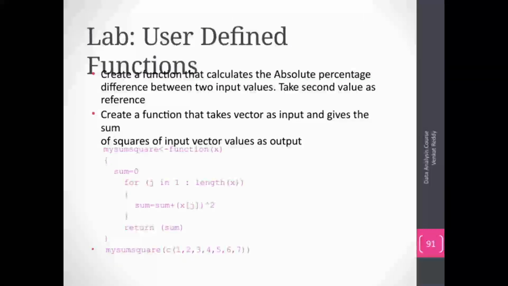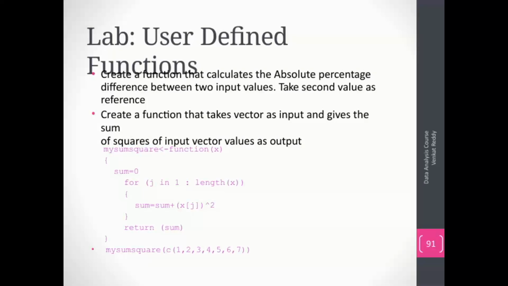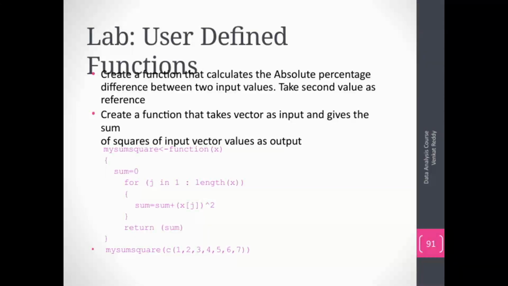Moving on, the slide mentions creating a function to calculate the absolute percentage difference between two values, with the second value as a reference. This kind of function is useful in many data analysis scenarios where comparing relative differences matters. Overall, the key takeaway here is understanding how user-defined functions can simplify complex tasks, improve code readability, and allow us to perform specific calculations repeatedly with ease. This aligns with our broader goal of mastering data analysis tools in R to handle real-world data efficiently.